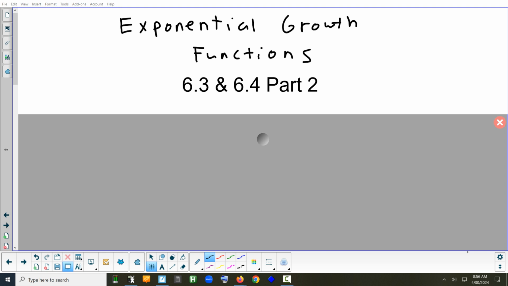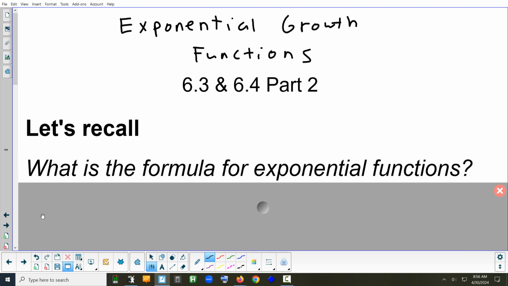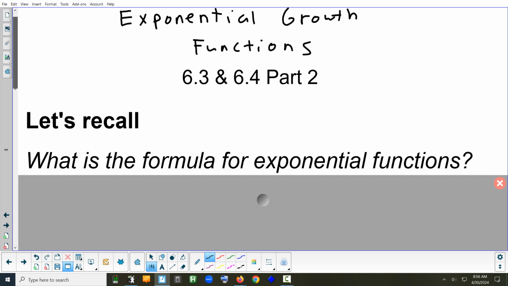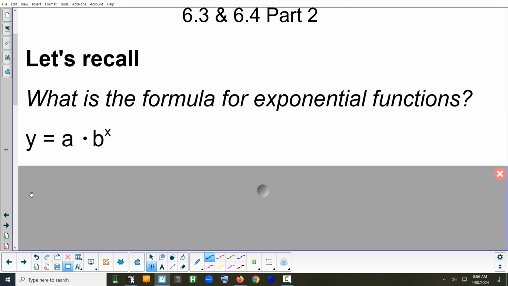All right, so let's take a look at 6.3, 6.4. This is part 2. It's still looking at exponential functions. First, can someone remind me, what is the formula that we're using to write exponential functions? Y equals a times b to the power of x. Yep, y equals a times b to the power of x.